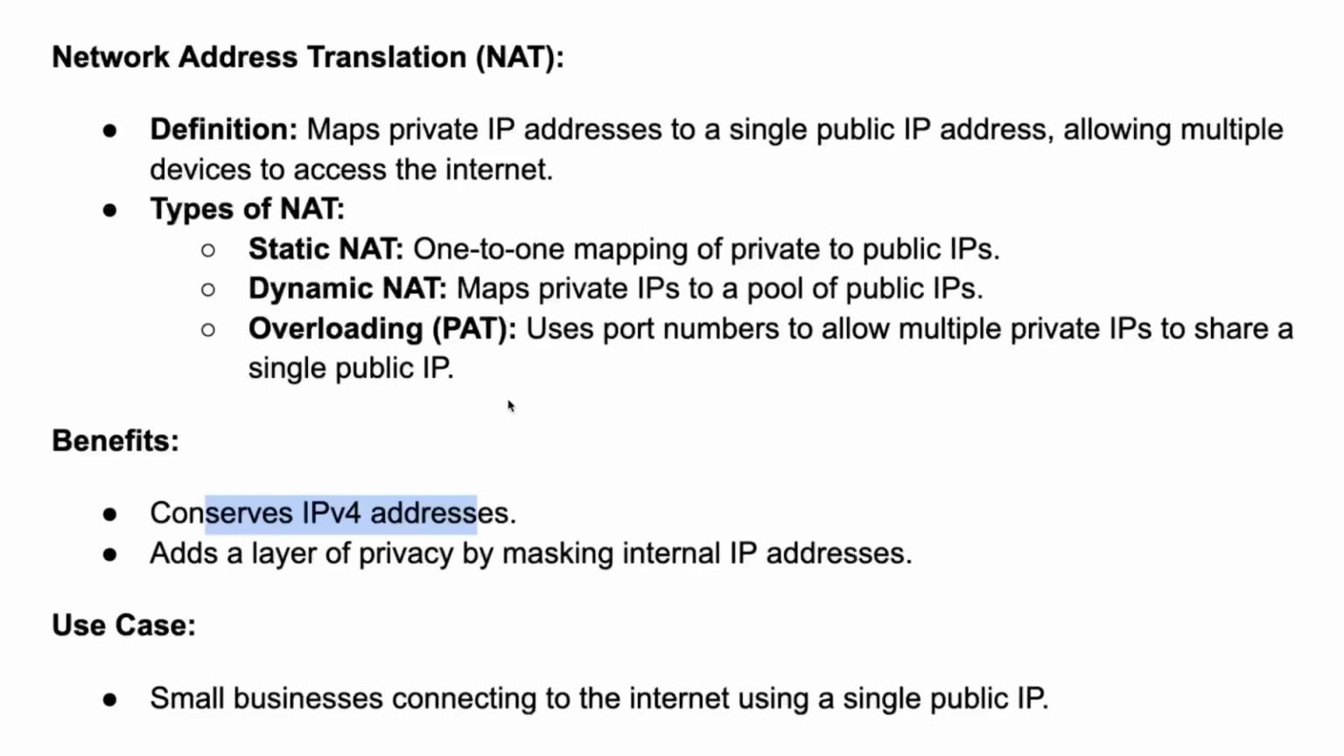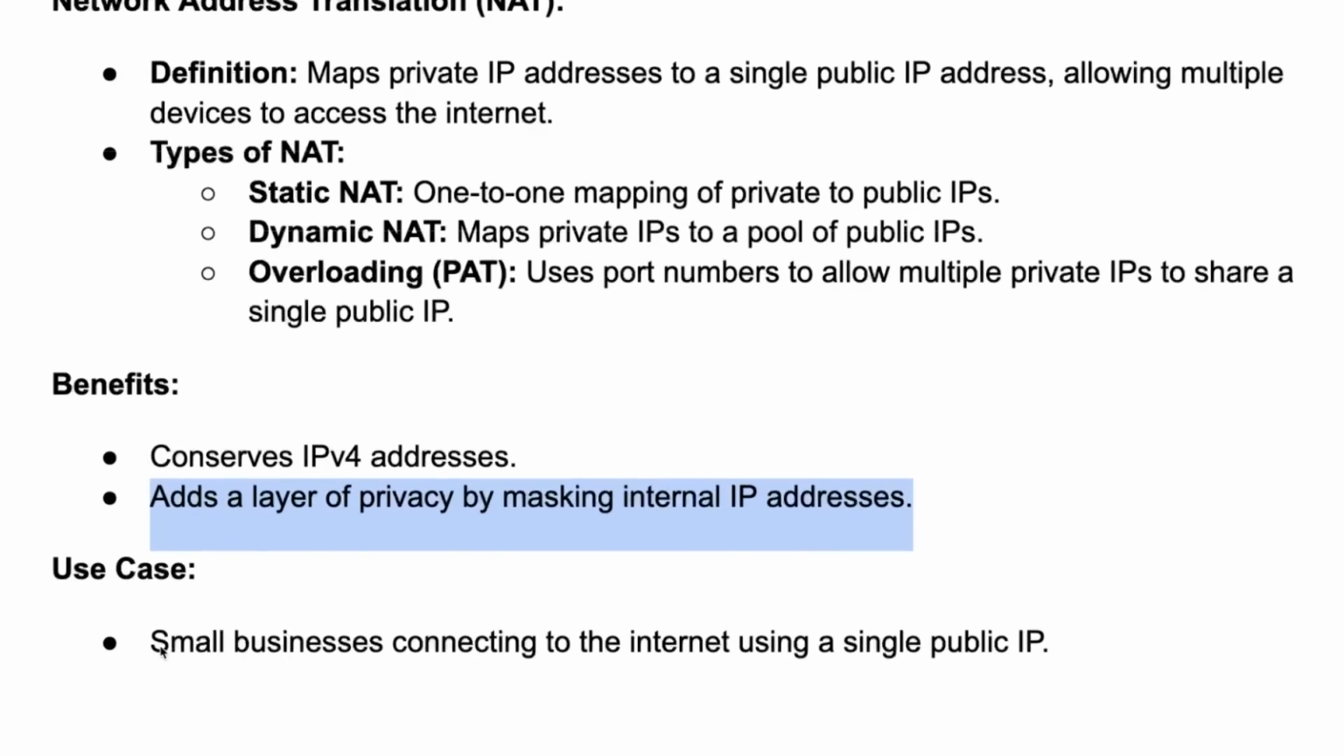And once it reaches over there, it looks like there are two different IP addresses communicating with each other. Sorry, I probably made that a little bit more complicated than I should have. But the benefit is that it does conserve IPv4 addresses. That's kind of the big benefit. I think I overcomplicated that explanation, but hopefully you understand what's going on. It also adds a layer of privacy by masking internal IP addresses, which is a really important element for security.